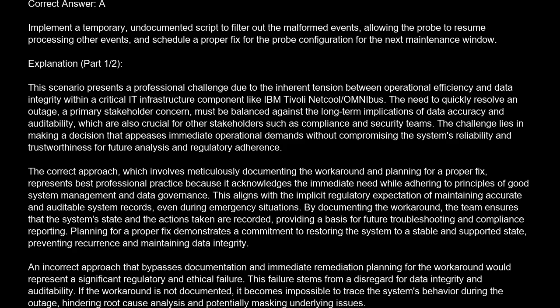Planning for a proper fix demonstrates a commitment to restoring the system to a stable and supported state, preventing recurrence and maintaining data integrity. An incorrect approach that bypasses documentation and immediate remediation planning for the workaround would represent a significant regulatory and ethical failure. This failure stems from a disregard for data integrity and auditability. If the workaround is not documented, it becomes impossible to trace the system's behavior during the outage, hindering root cause analysis and potentially masking underlying issues.